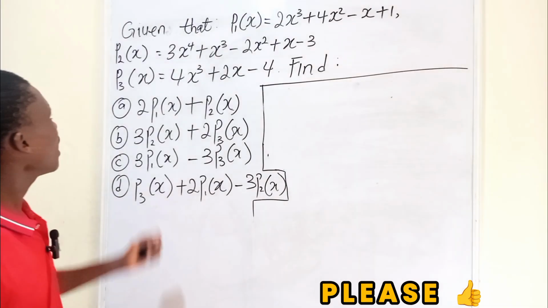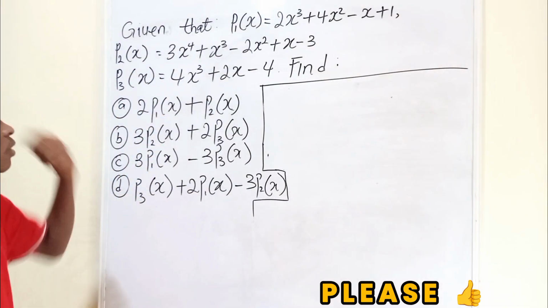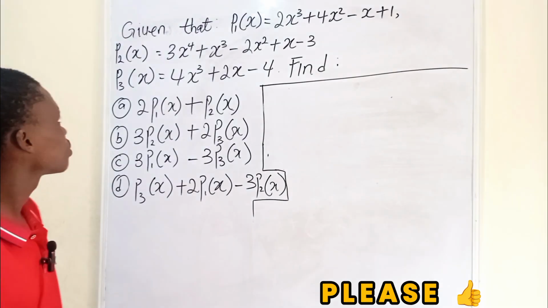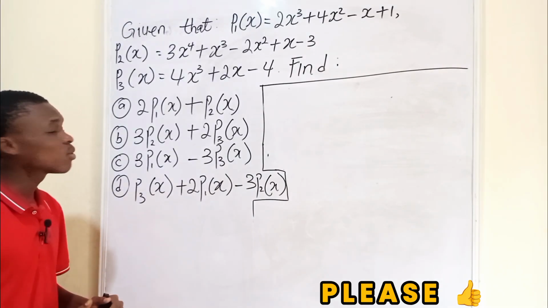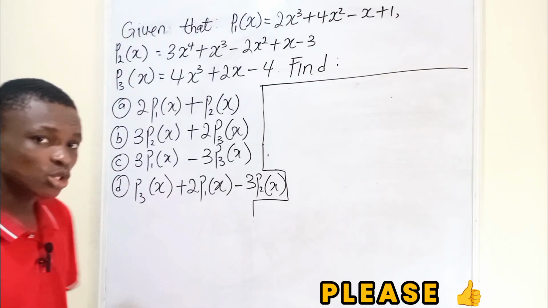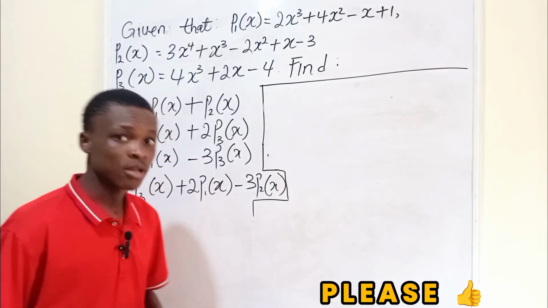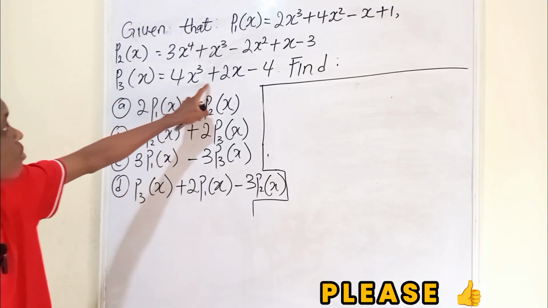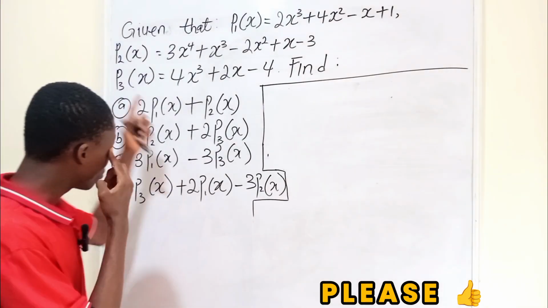All right, we are asked that given that p1 of x equals 2x cubed plus 4x squared minus x plus 1, p2 of x equals 3x to the power 4 plus x cubed minus 2x squared plus x minus 3, p3 of x equals 4x cubed minus 2x minus 4. So we are asked to find the value of this.